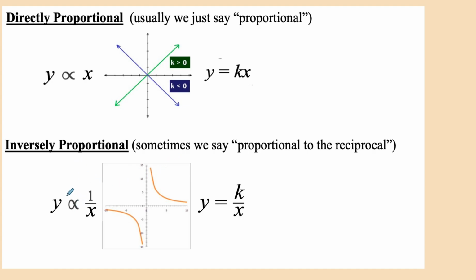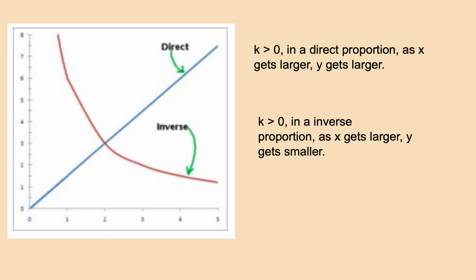Inversely proportional, again, this is the proportional symbol. Inversely proportional sometimes is stated as proportional to the reciprocal. And in order to change a proportion into an equality, you have to introduce the constant of proportionality. When k is positive, it will be a picture in these two quadrants. If it's negative, it'll be in the other two quadrants. Again, direct proportional means that as x gets larger, y gets larger as long as k is greater than 0. When k is greater than 0, inverse proportion means as x gets larger, y gets smaller.